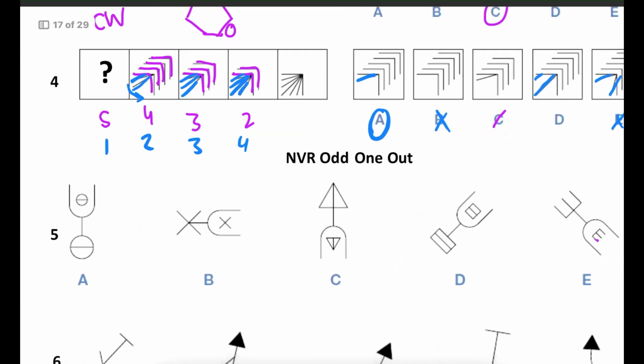Now onto the odd one out questions. So I can see we've got a circle and we've got a circle here. We've got an X and we've got an X here. We've got a triangle and we've got a triangle here. We've got a rectangle, but we've got a square here. So D is the odd one out. In E we've got an E shape and another E shape. So it's not E.